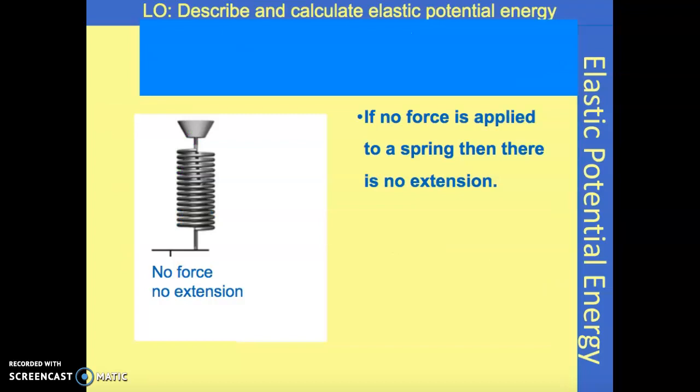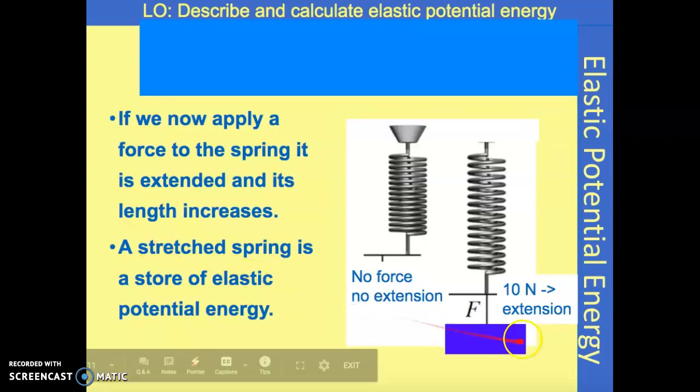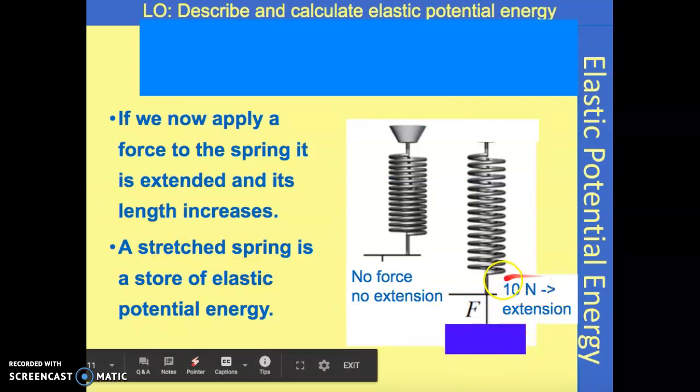Okay, so if I don't do anything to my spring, then my spring doesn't extend, it doesn't compress, it doesn't move. So this picture here shows you that there's no force applied to this spring, and therefore there's no extension. That's its original length. However, if I put a weight on it, so you can see here my little blue box represents a weight of 10 newtons.